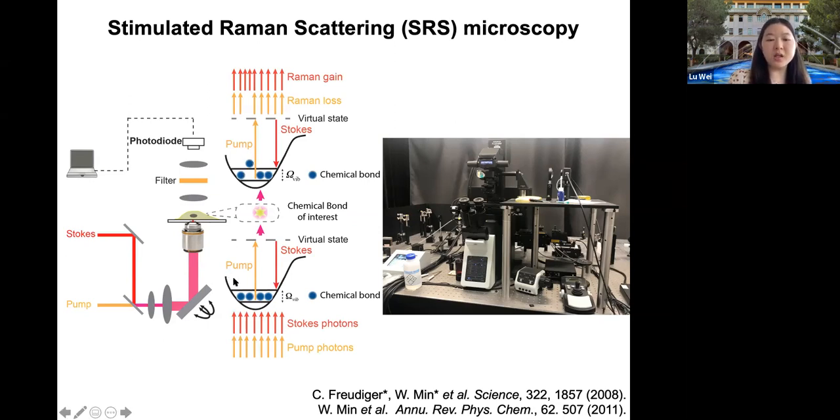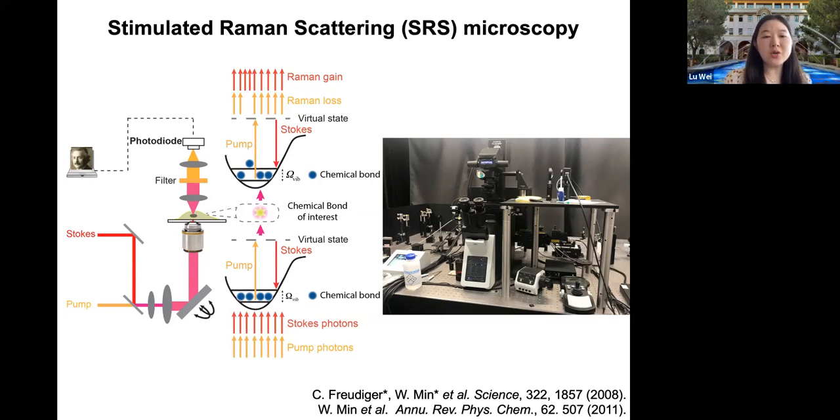As the molecules are being excited to the vibrational excited state, the energy of one pump photon would be transferred into this excitation energy plus one Stokes photon. So the net effect is whenever you have a stimulated Raman transition going on, you lose one pump photon, we call it stimulated Raman loss, and you gain one Stokes photon, we call it stimulated Raman gain. By filtering out the Stokes laser and detecting the pump photon with a large area photodiode, we can detect this Raman loss signal that corresponds to the stimulated Raman transition in cells. And by raster scanning the laser across the samples, you can generate a nice chemical map as a stimulated Raman image. On the right, I just show how the microscope looks like in our lab.